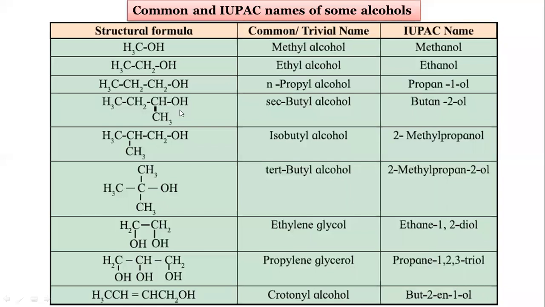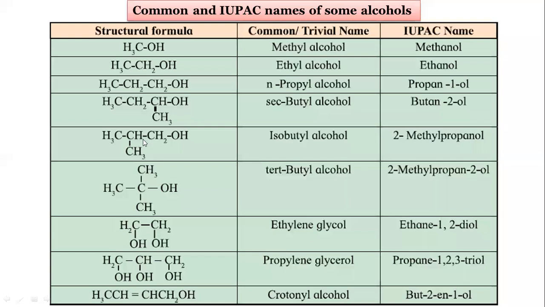1, 2, 3, 4. The rules are the same. Select the longest chain containing the carbon atoms. So this is carbon number 1, carbon number 2, carbon number 3, and carbon number 4. The OH is attached to the second carbon, that's why it is butan-2-ol. So my question to all of you: can you draw the structure of butan-3-ol? This is homework. Just try this. And after finishing the lecture, tell me whether butan-3-ol is possible or not.